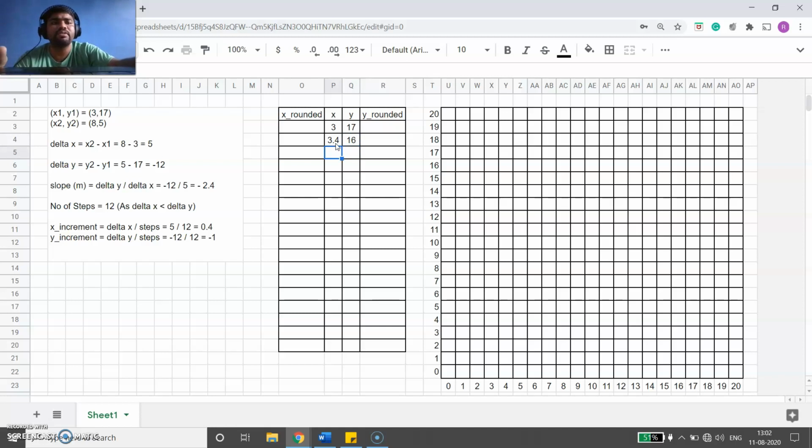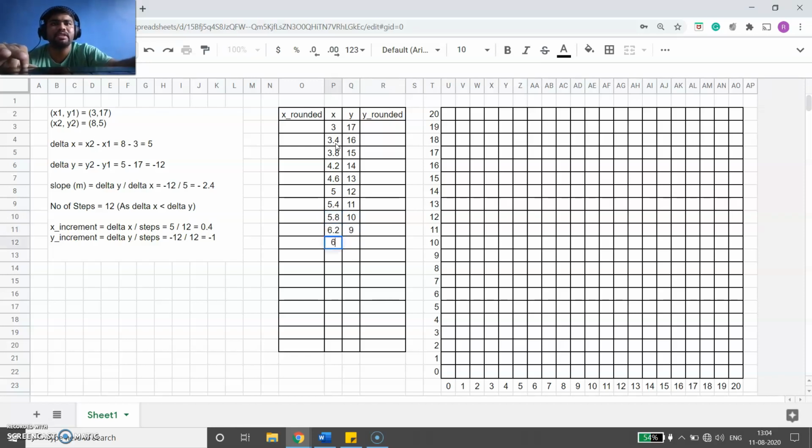Then in the next iteration, this will be the addition of 0.4, so it will become 3.8, and this will be 15. This will become 4.2, and this will become 14. This will be 4.6, and this will be 13. This will be 5, and this will be 12. So we still have a long way to go. We'll increment 5 to 5.4, and this will come down to 11 because it's minus 1. This will become 5.8 and 10. This will become 6.2 and 9.